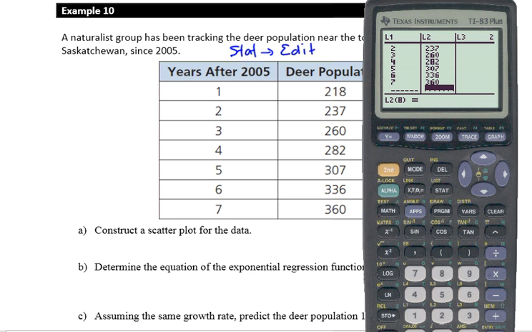Just make sure you double check it. The worst thing is you type one number wrong, everything's wrong, right? Okay, so what do we do next? What kind of regression do they want us to do?